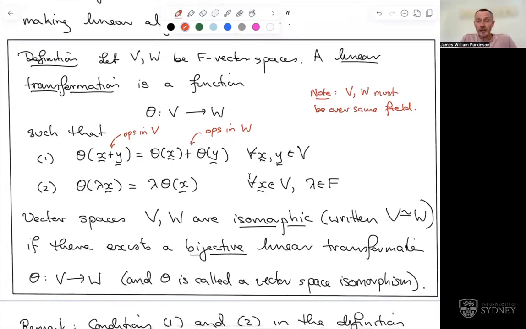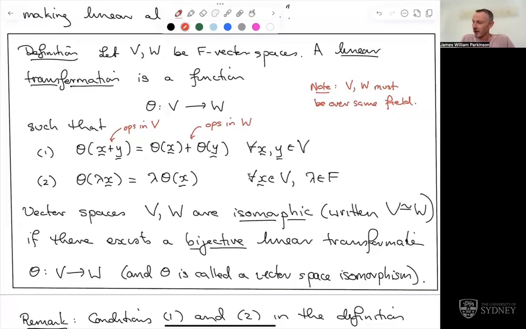Vector spaces are called isomorphic, written V squiggly line W, if there's a bijective linear transformation between them, and then that bijective linear transformation is called a vector space isomorphism. The idea of an isomorphism is essentially that if there's an isomorphism between two spaces, they're really the same thing up to what we've called the elements of the vector space. More generally, we're looking at linear transformations which are not bijective, just called a linear transformation. We're going to talk about these for the next 4 weeks or so. It's the key part of linear algebra.